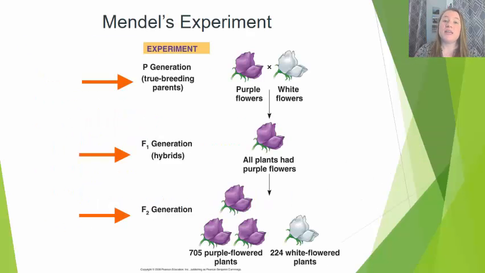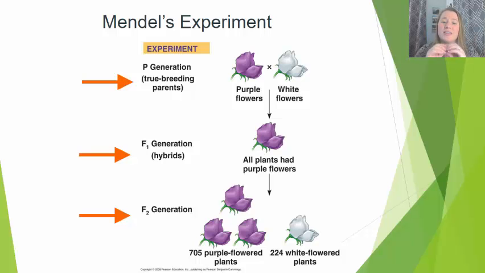In his experiment, he started with true breeding or homozygous plants. He took a homozygous purple plant and crossed it with a homozygous white plant. And he found that all of the offspring from that cross were purple. And he scratched his head a little bit trying to figure out what happened to all of these white flowers. So he took all of those offspring in the F1 or the hybrid generation and crossed them with each other again. So a little bit of plant incest going on here.